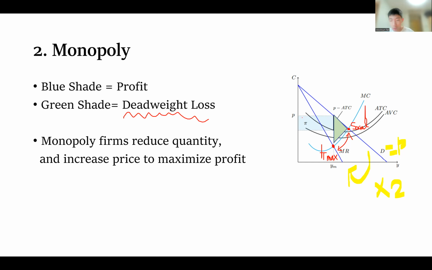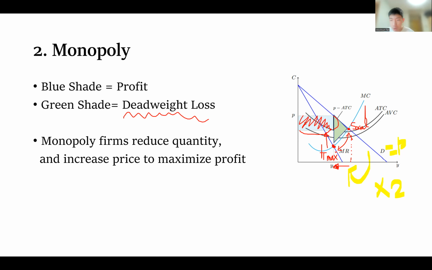Also, the profit can be calculated the same way as in the competitive market. Therefore, it is the shaded quantity multiplied by P minus ATC. It means that monopoly firms intentionally reduce quantity and increase their price to maximize their profits. You should not be confused.